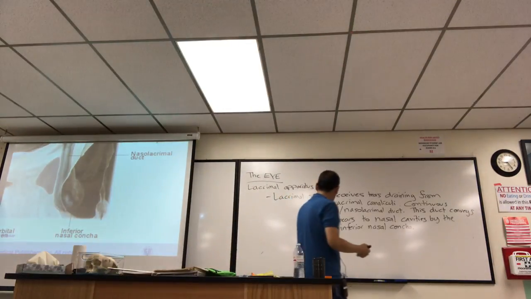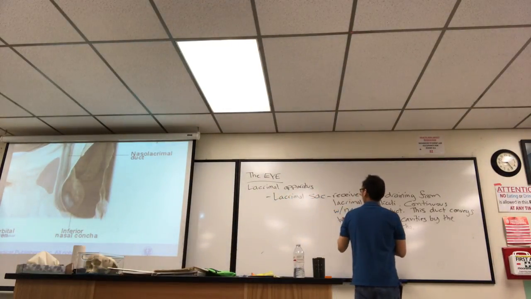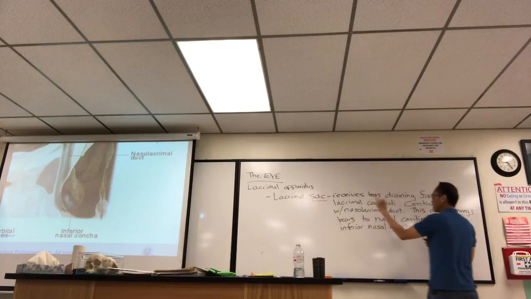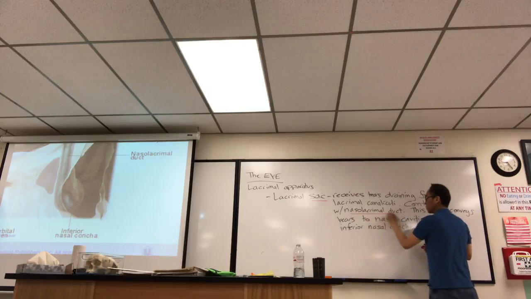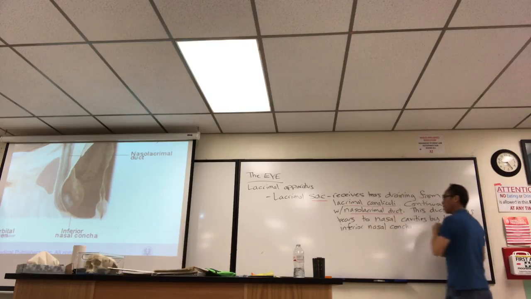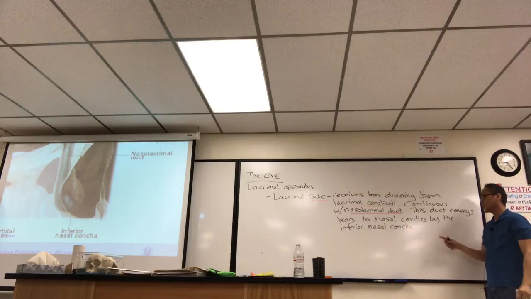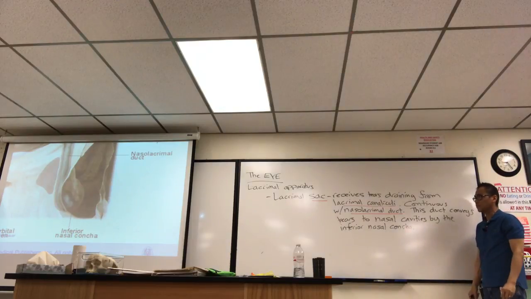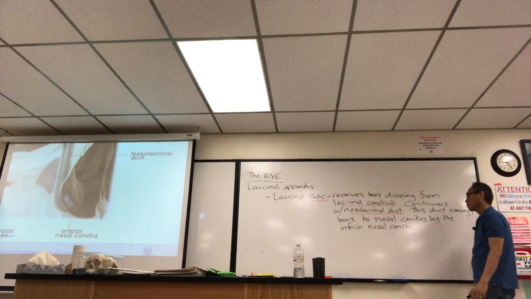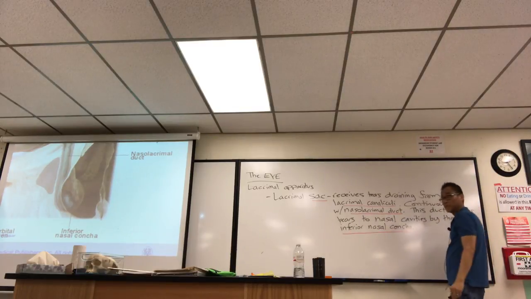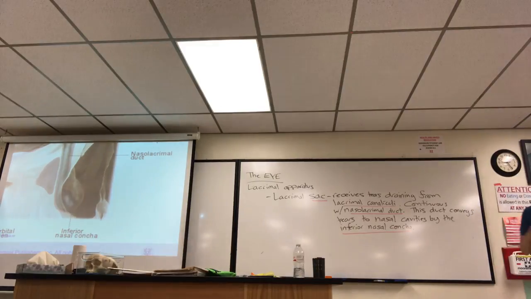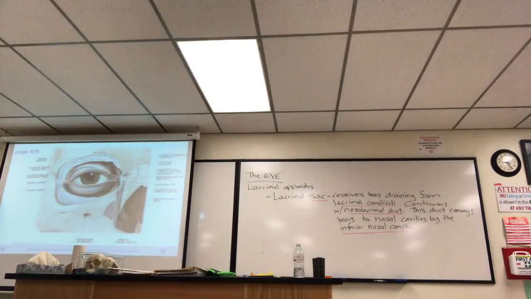So the structures to know: the sac is the dilated portion of the nasal lacrimal duct, but it's receiving tears from those canaliculi. That duct is going to drain tears to the nasal cavities. If you have excess tear production, that's why you have the sniffles, and those nasal cavities are right by the inferior nasal concha. It's on your study list. It's a bone of the skull inside the nose. Okay, so that's basically the tear drainage system.